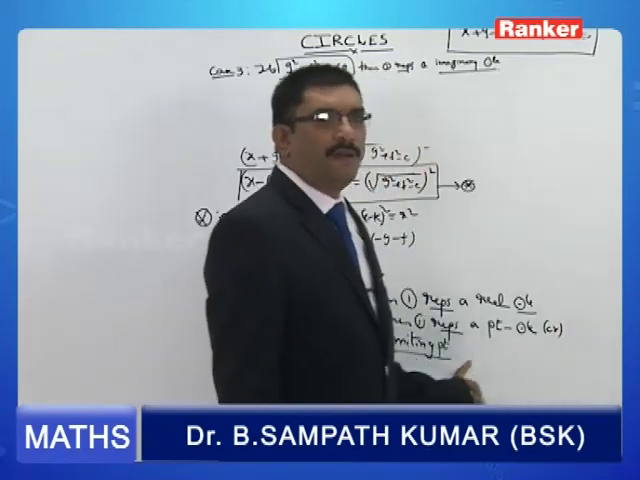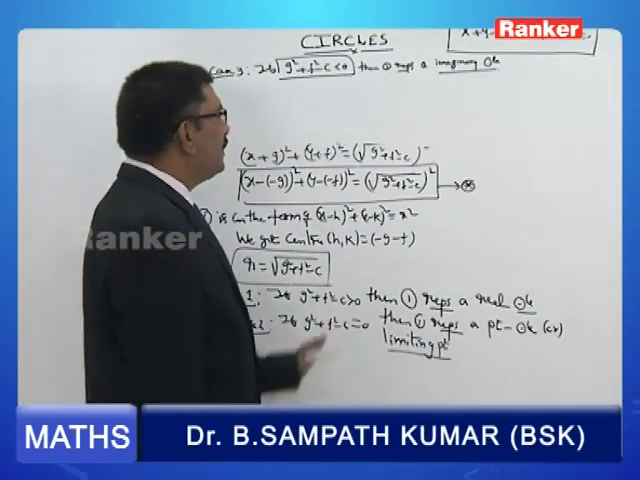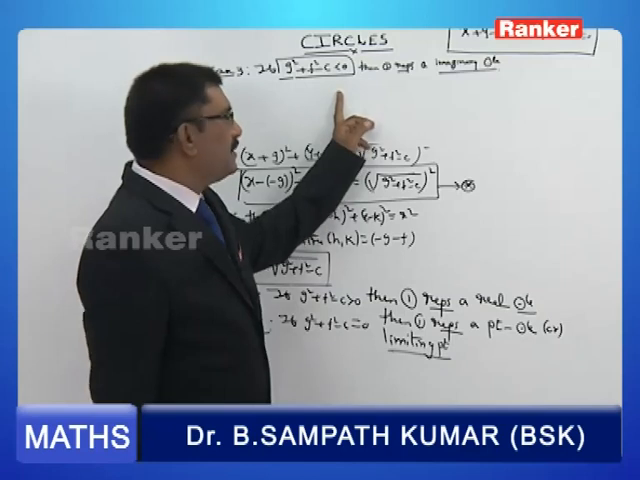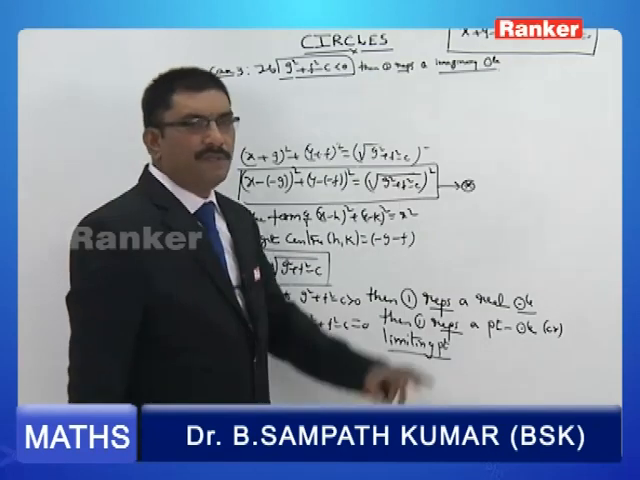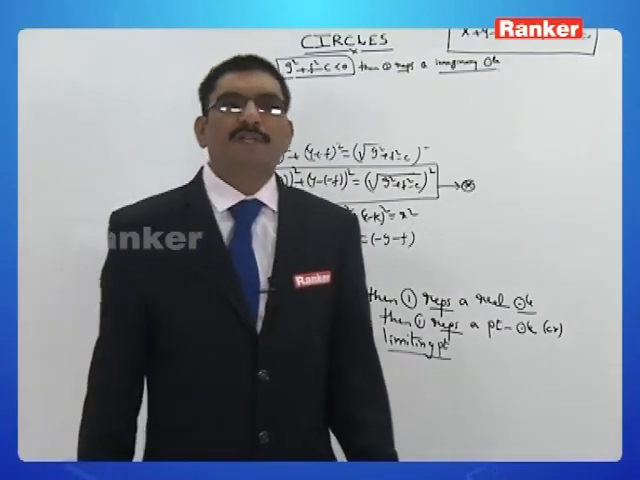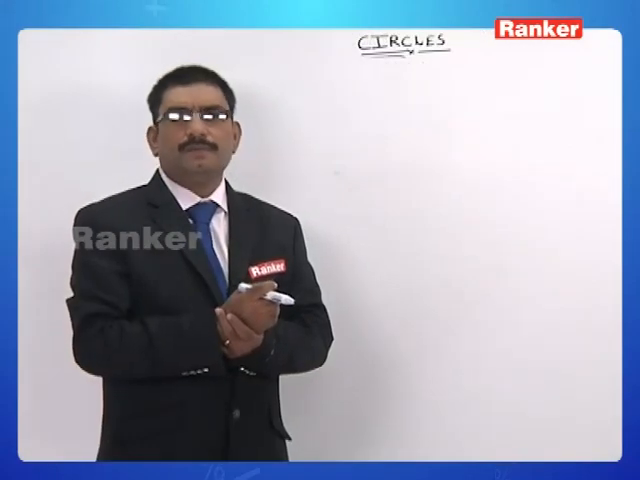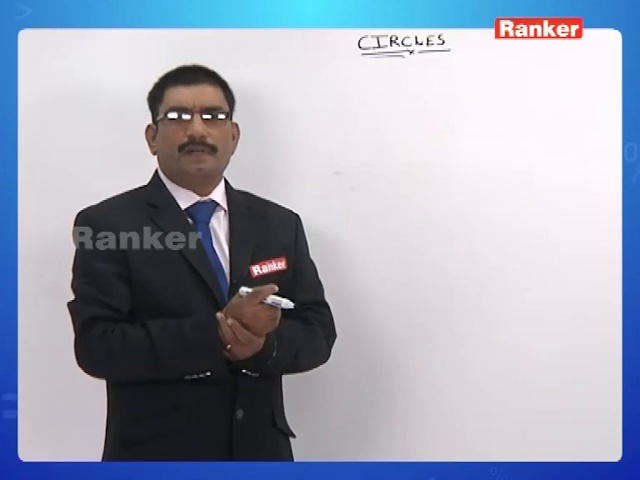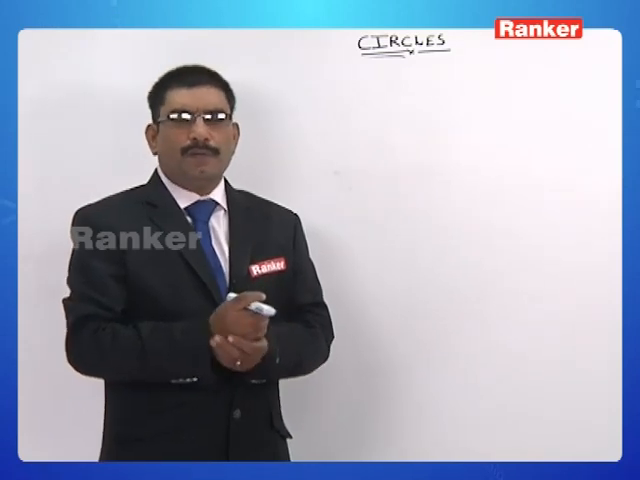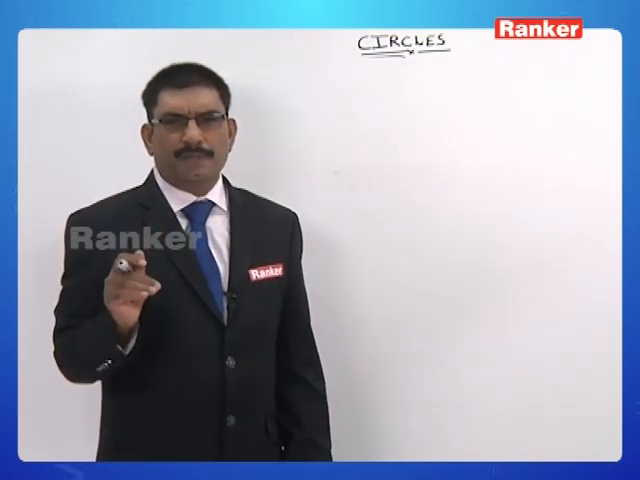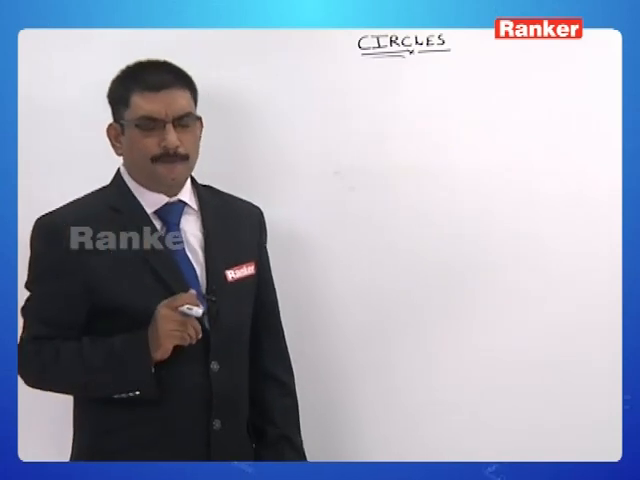Next, if g square plus f square minus c is equal to 0, then 1 represents a point circle or a limiting point. Next, if g square plus f square minus c is less than 0, then 1 represents an imaginary circle.